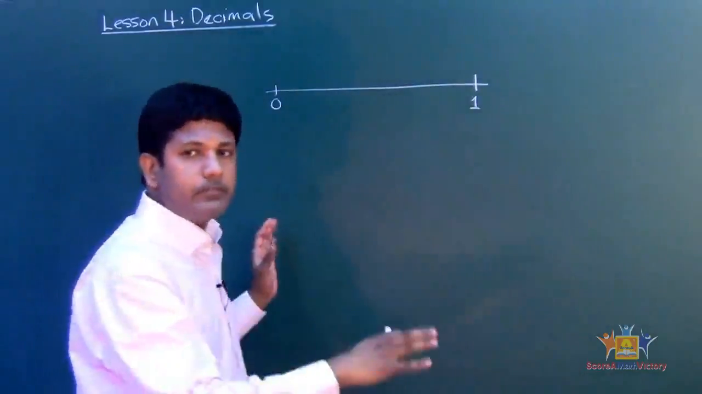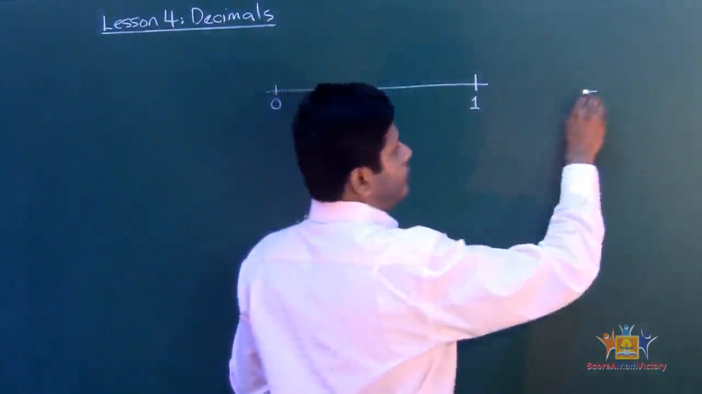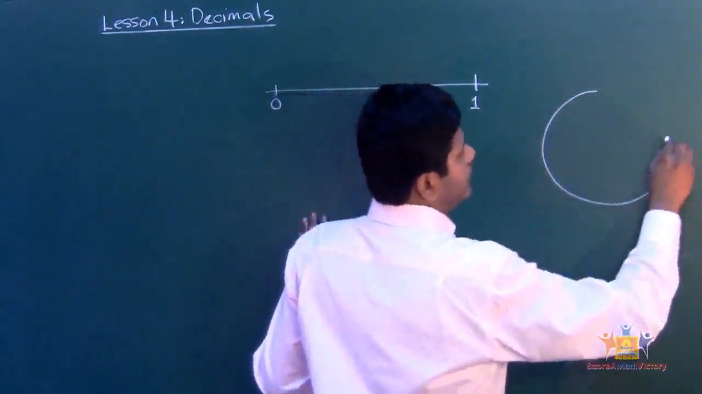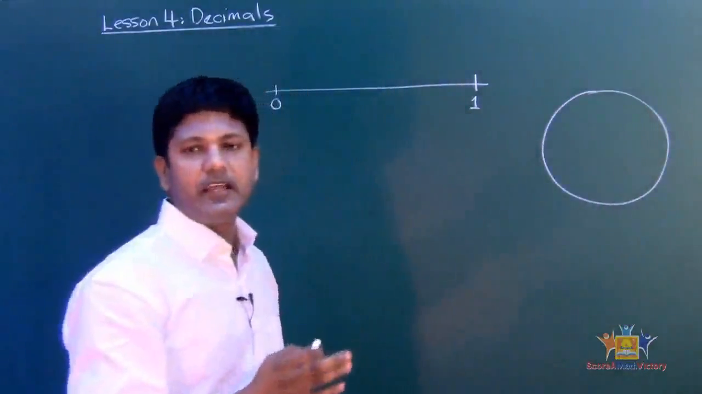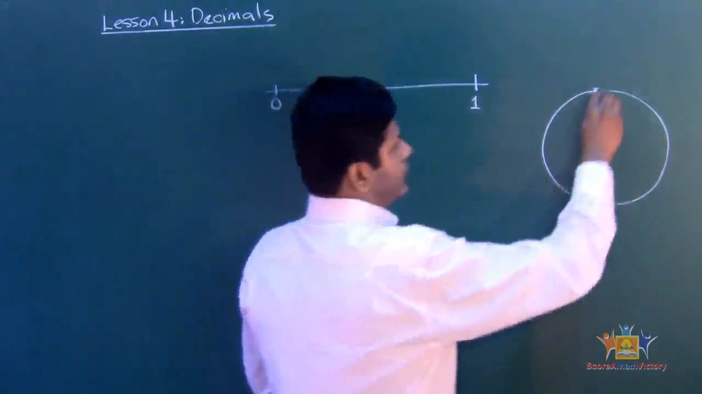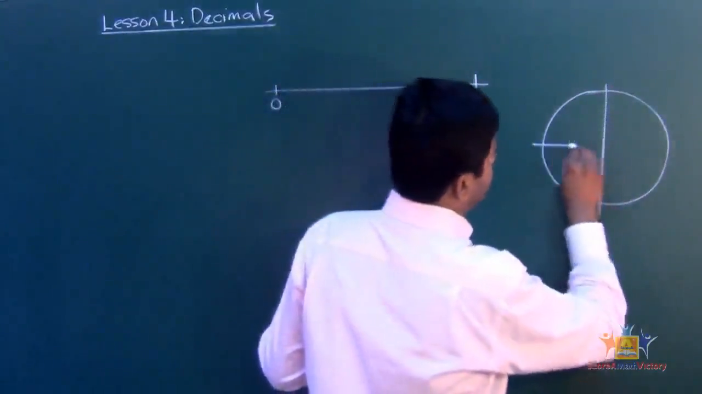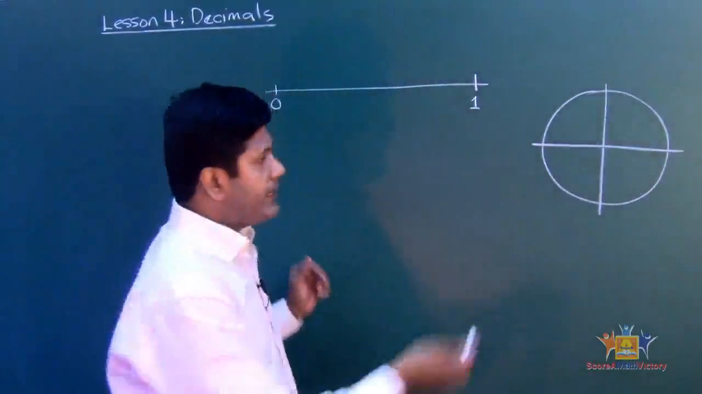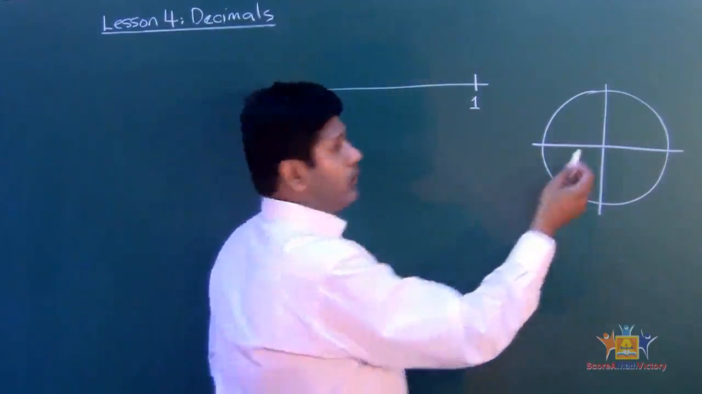Okay, now let's put the pizza back up again. Okay, let's say this is one whole pizza. Alright, and then I'm going to cut this pizza into 4 parts. In other words, 4 pieces. I'm going to cut it into 4 equal pieces. So each piece represents 1/4.